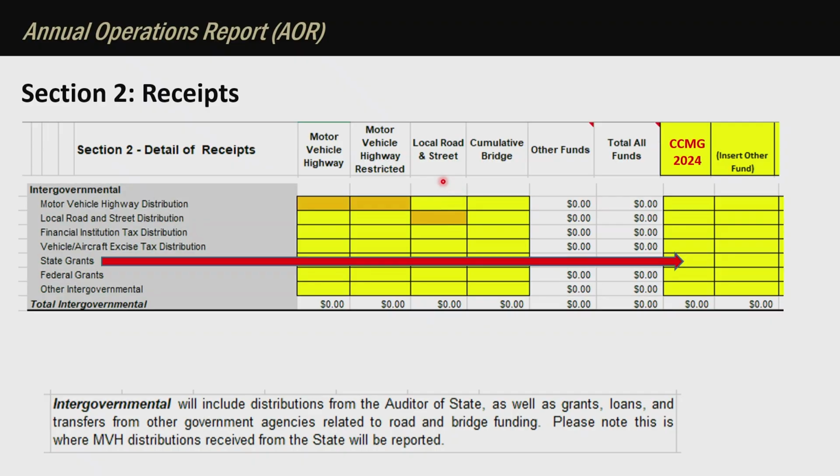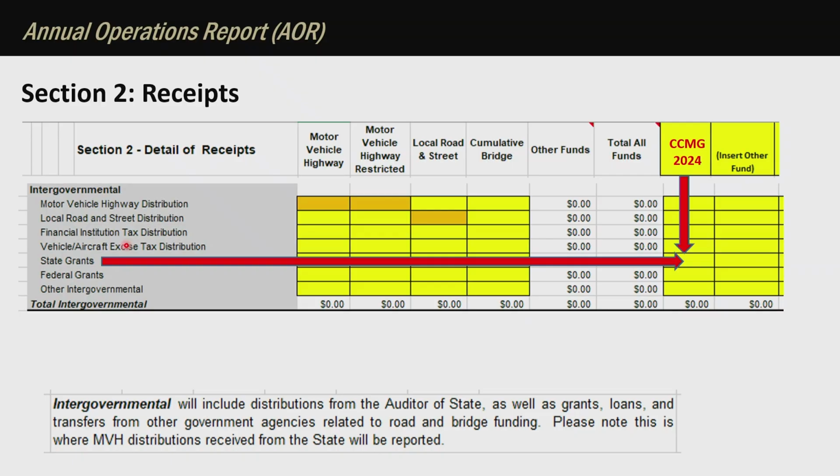If you had a Community Crossing Expansion Grant project this last year, or in 2025, or in 2024, or for this year it would be for 2025, you would put that into this cell here. So you'd come down here, you see state grants, put in what you received from the Community Crossing Expansion Grant Program into this cell in the state grant lines.